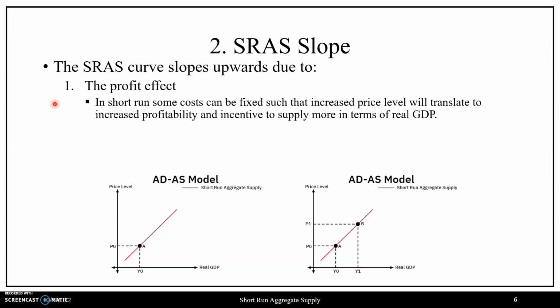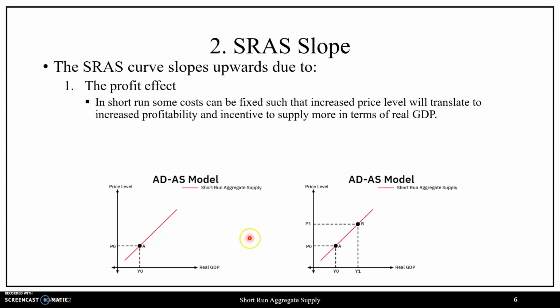With these fixed costs, if there were to be an increase in the price of their goods and services, this would translate to increased profitability. Recall that firms are agents with the resources of factors of production that they use to fulfill their wants of profits, where increased profitability increases their incentive to supply more in terms of real GDP.